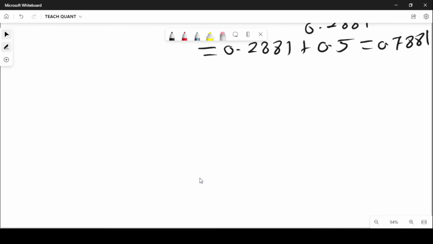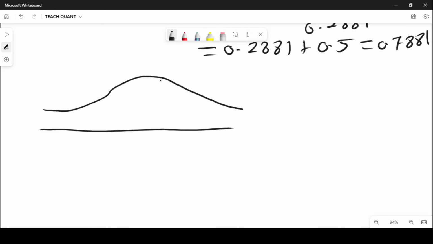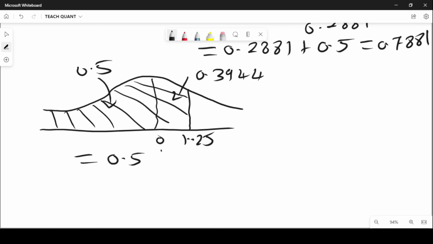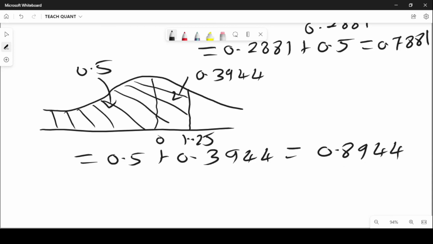Finally, the same could apply, whereby this time it is maybe the value on the positive. Maybe I give you a value like 1.25 and I'm giving you all this portion. Again, this is 0.5. And then I go to the tables and get 1.25. And that will give me 0.3944. And therefore, the total area will be 0.5 plus 0.3944, which is 0.8944. And therefore, that gives me the area of that curve.